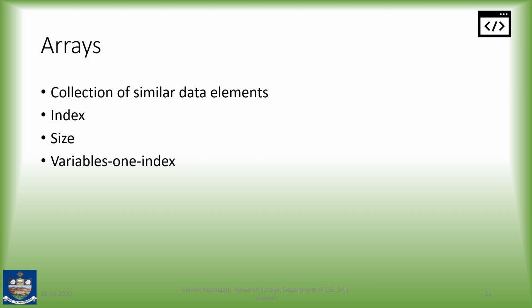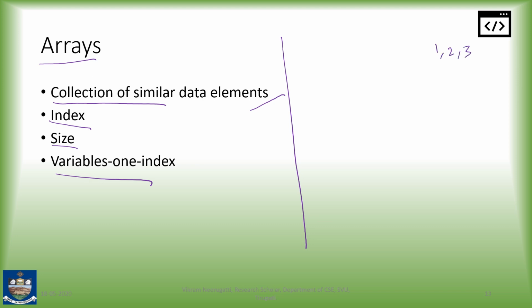Next is arrays. An array is a collection of similar data elements. Why do we have the array concept? For example, I want to declare seven or eight numerical variables. Let me go with an example. I want to display the numbers 1, 2, 3, 4 till 100.